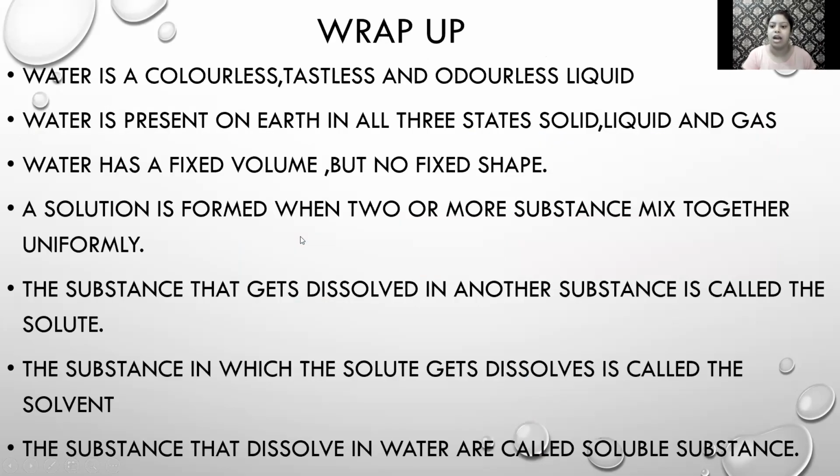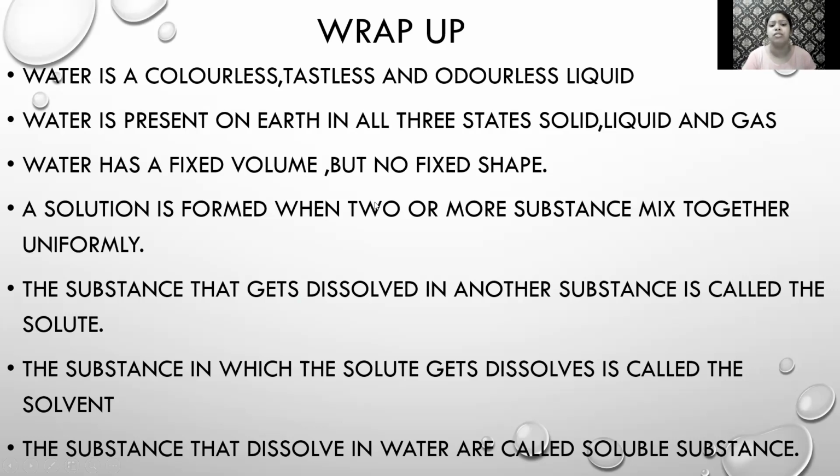Okay, then lastly, let's have a small wrap up before we end our chapter. Let's all read it together. I want to make sure that all of you are reading it with me. Water is a colorless, tasteless, and odorless liquid. Water is present on earth in all three states: solid, liquid, and gas. Water has a fixed volume but has no fixed shape.